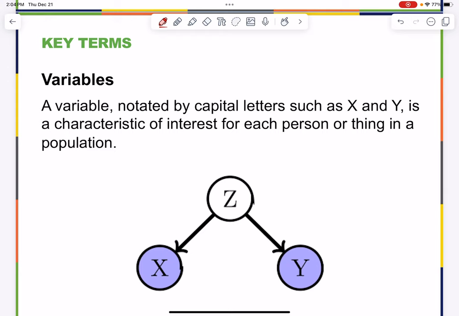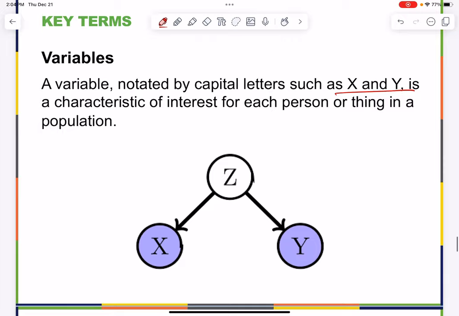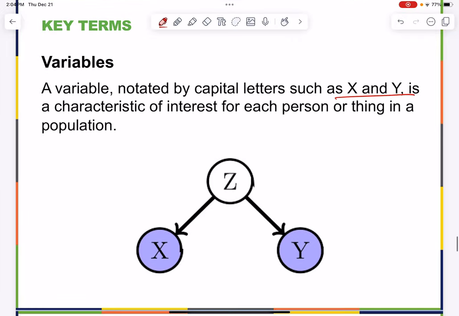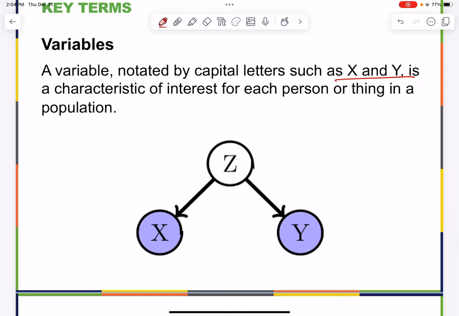All right. Variables. A variable, denoted by a capital letter such as X or Y, and that's not always true, is a characteristic of interest for each person or thing in a population. So we're interested in studying some property of some group of items or people. And that thing that we're interested in, that property, is basically a variable.